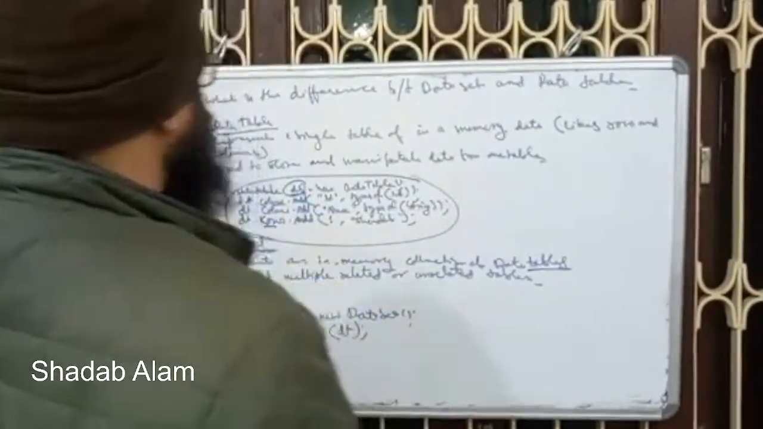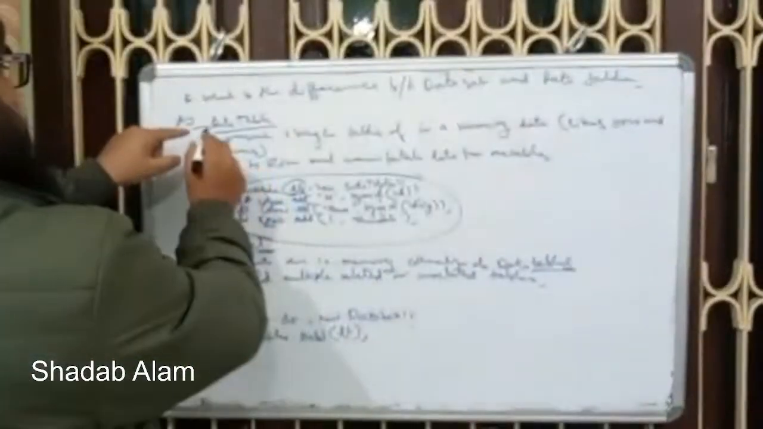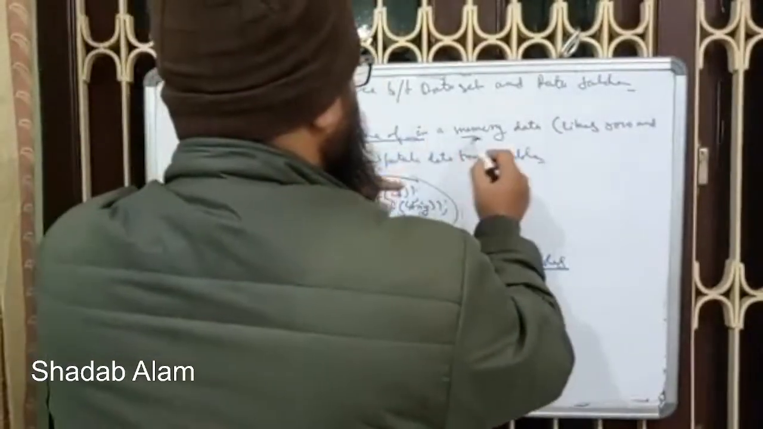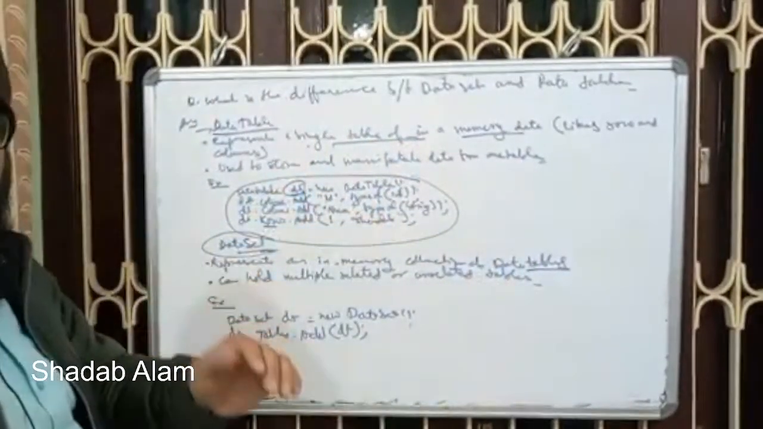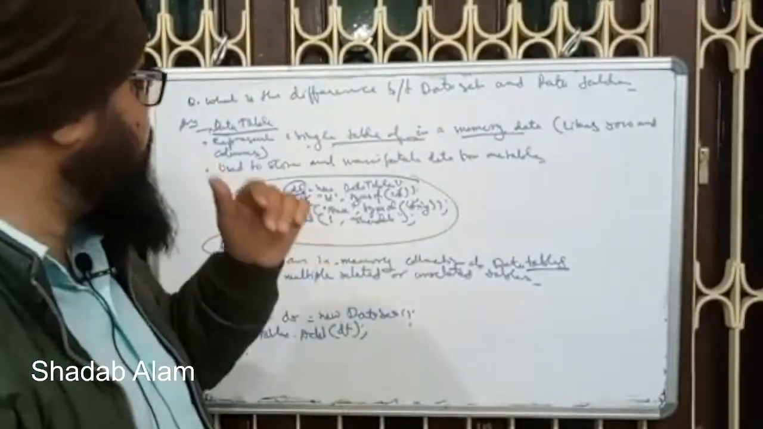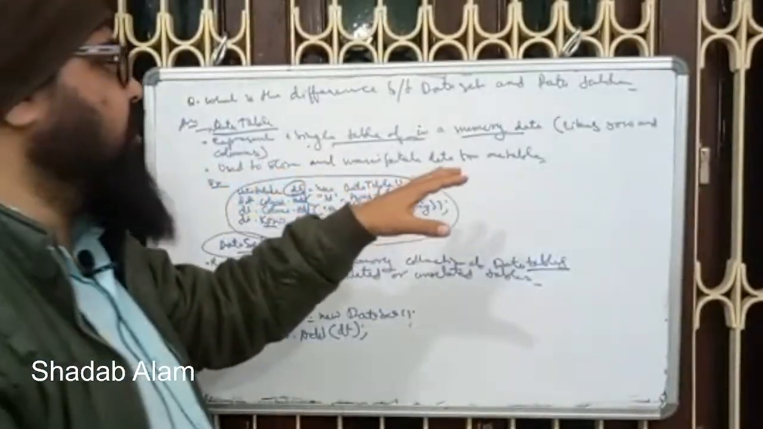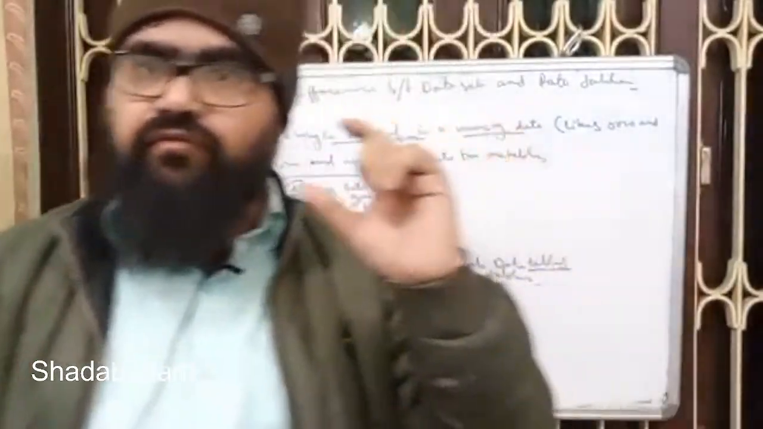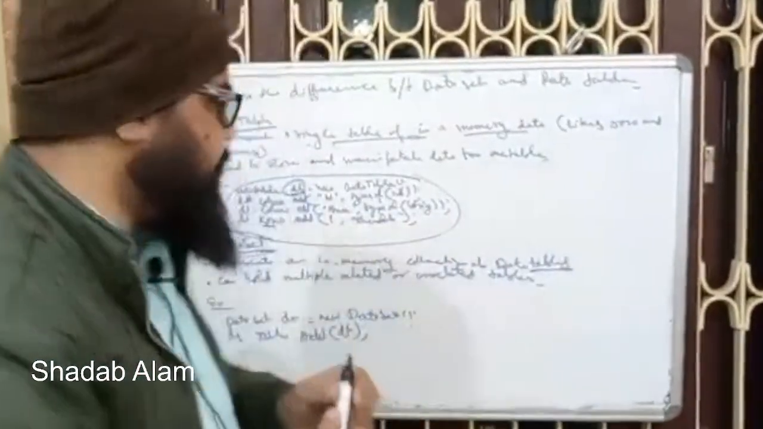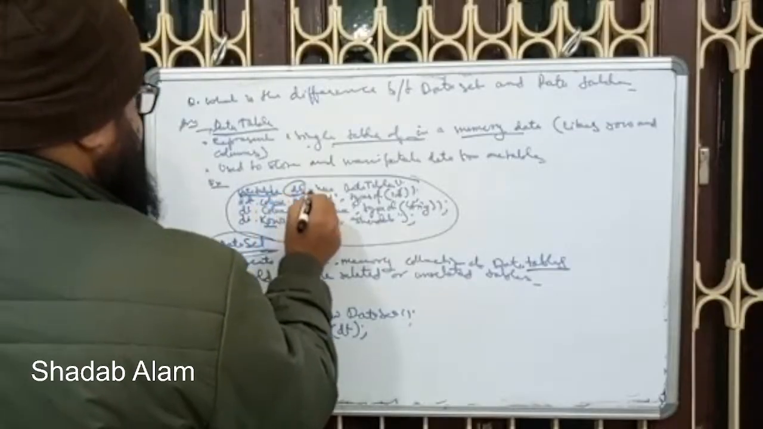Now, what is the difference between data table and data set? A data table represents a single table in memory. It is used to store and manipulate data from one table only. We create the object: DataTable dt equal to new DataTable.